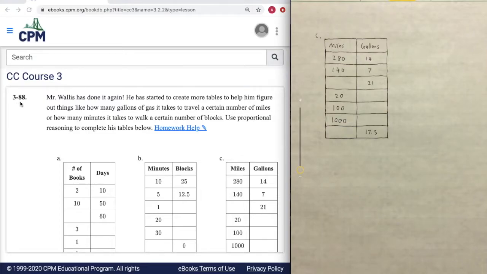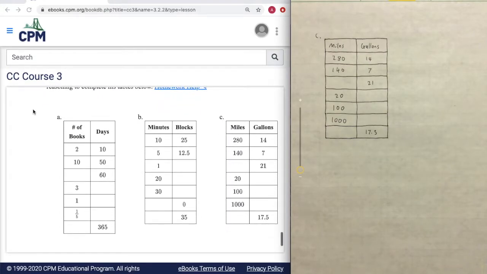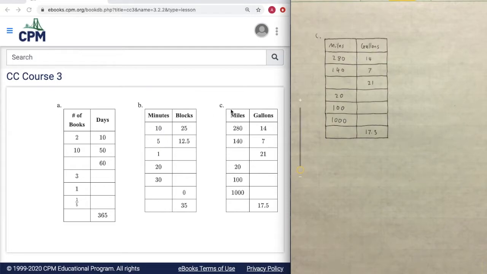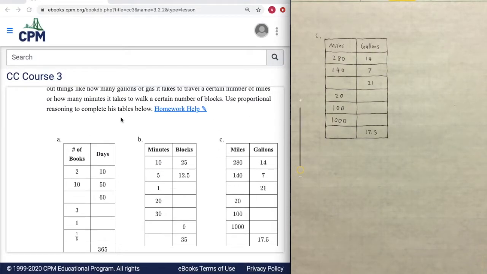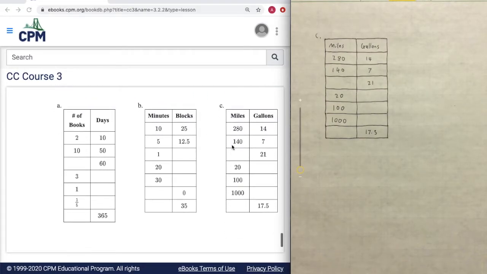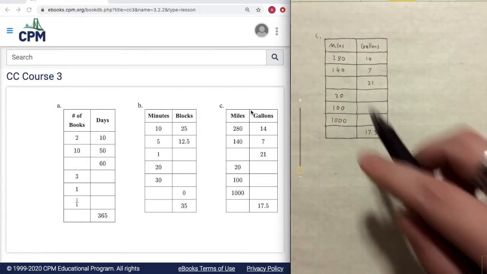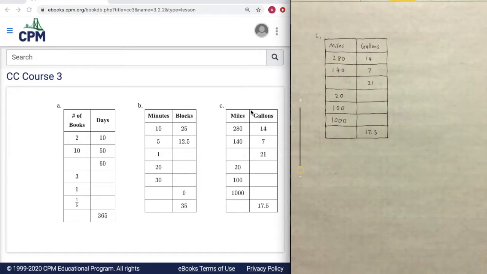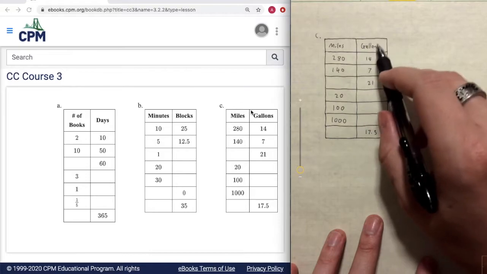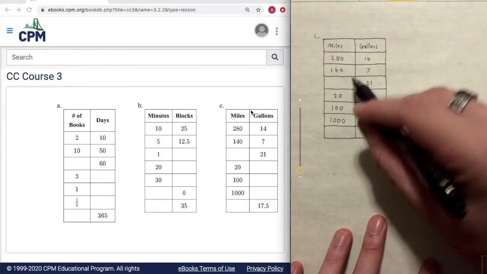Problem 3-88, we're going to be doing part C. So we have this table that we want to finish filling out. We want to use some proportional reasoning to do that. So we have the number of miles you can go for a certain number of gallons, or maybe it's the number of gallons you need to go a certain number of miles, whichever way you want to think about it.